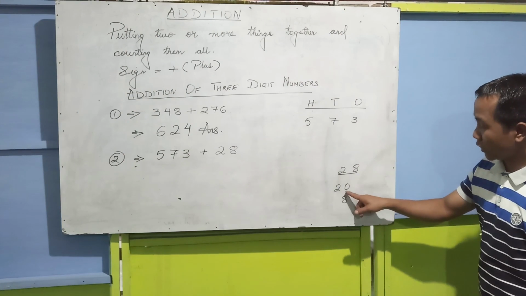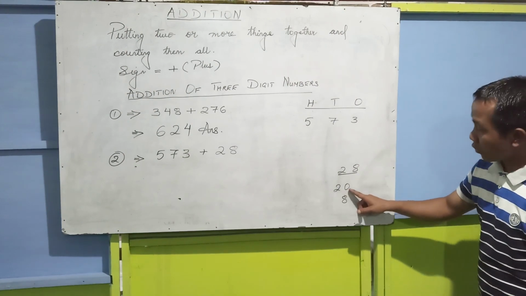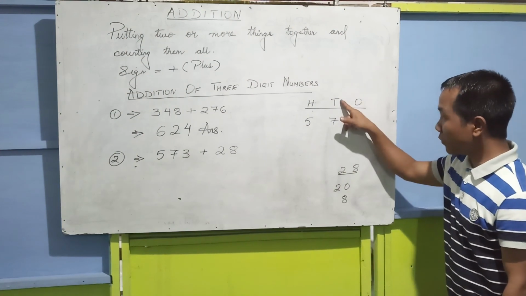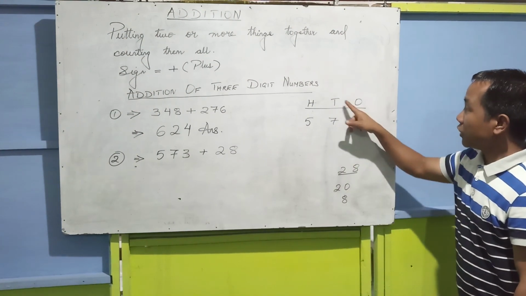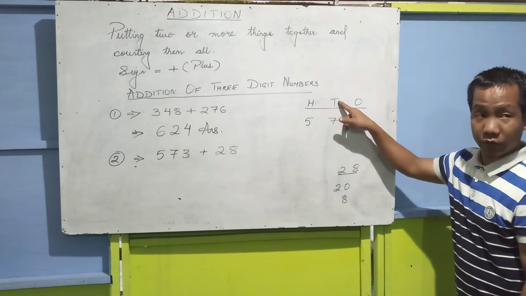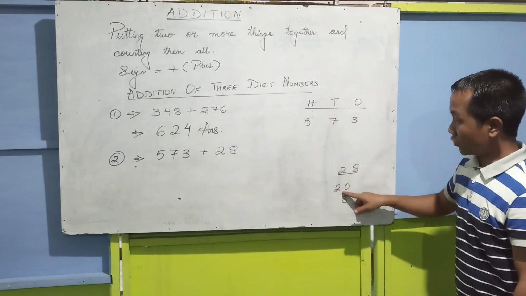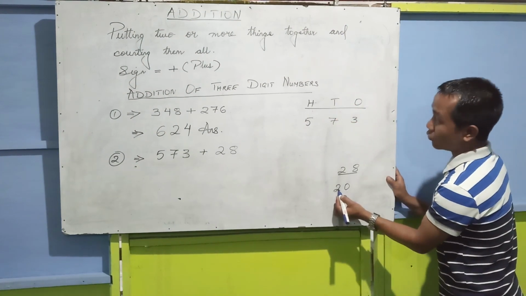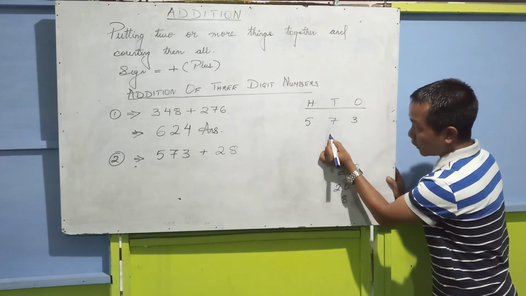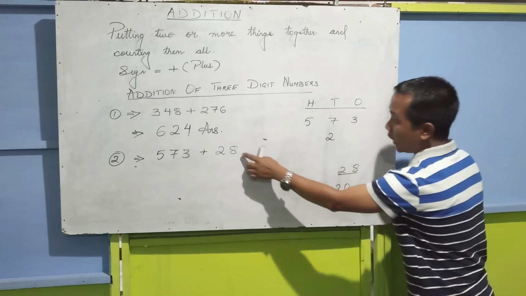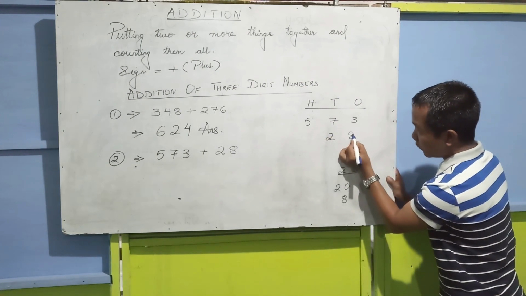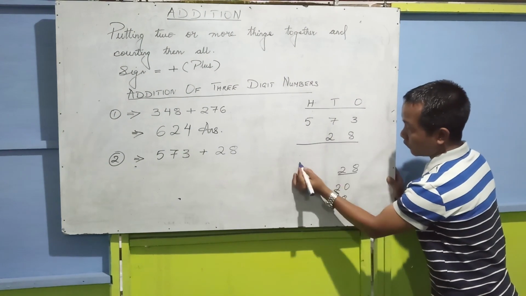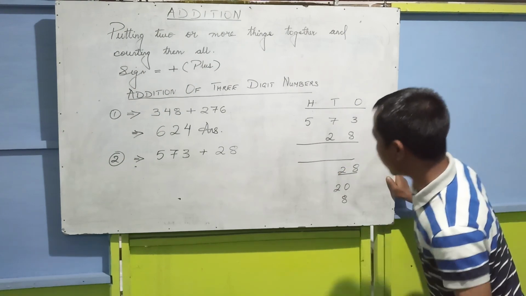So 20 is how many digits? Only 2 digits, right? 1, 2. So let's count from the last. 1, 2. That means 2 is in the 10s place. 2-digit number. Right? Only 2 digits. So we'll write 2 below the 10s place and 8 should be below the 1s place. This is how to arrange the numbers.